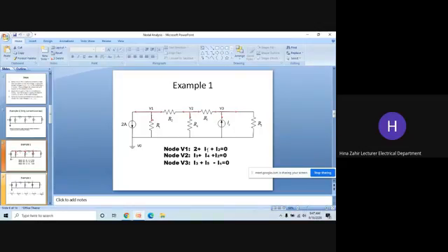Now I2 is, you are going to go from V1, what comes at the next point? V2 comes at the next point, so you are going to write V1 minus V2 divided by R2.